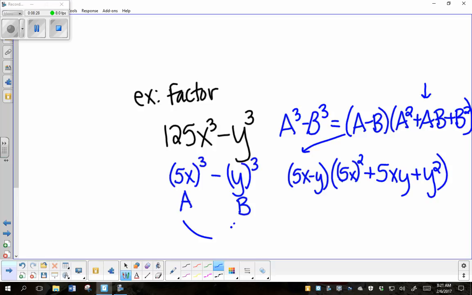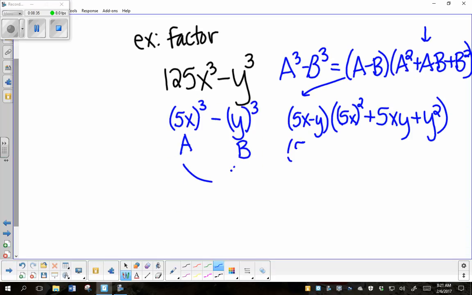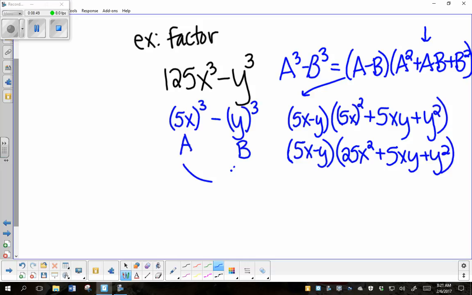So now let's go ahead and write out what that 5x squared was, because I didn't do that in the beginning. So I've got 5x minus y in this first set of parentheses. And here, 5x squared, 5x times 5x is 25x squared. And then plus the 5xy plus y squared. The rest of it's already multiplied out. And I think we're done.